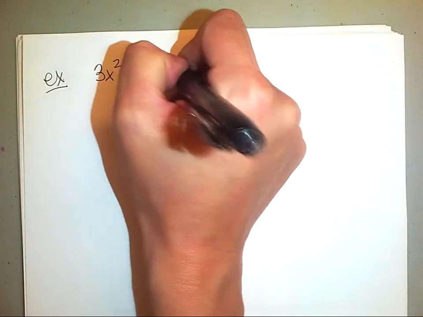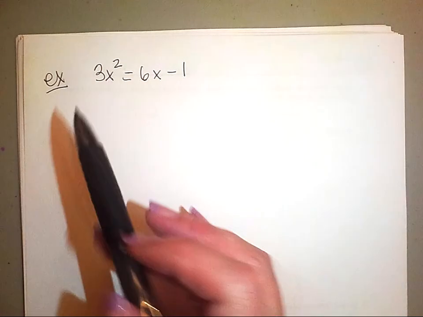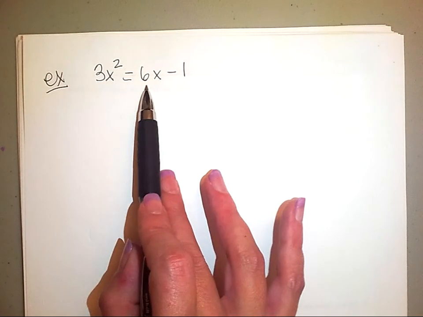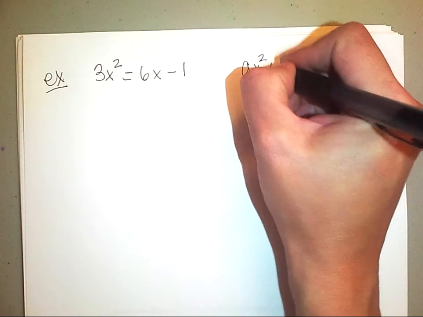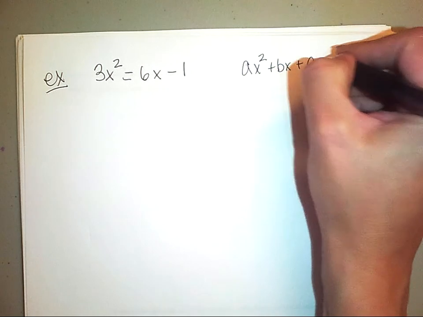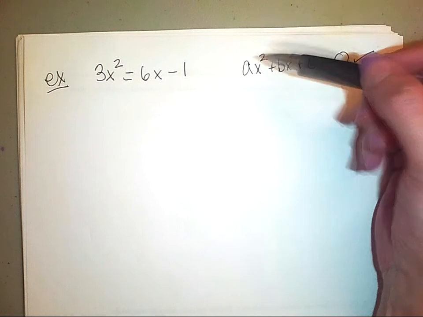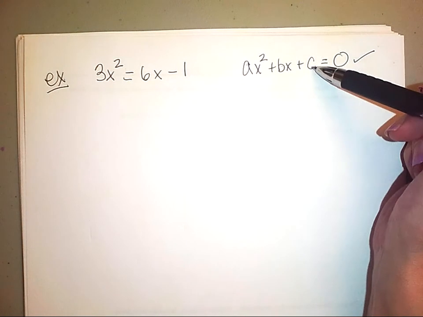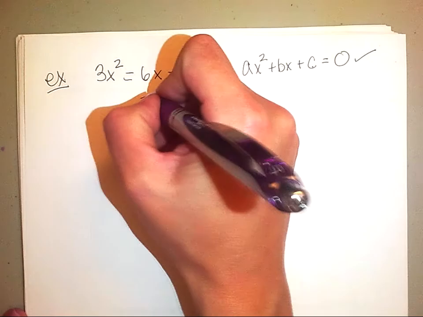So for example, we have 3x squared is equal to 6x minus 1. Now, from here, we might be tempted to say a is 3, b is 6, and c is negative 1. But we need it in the form ax squared plus bx plus c equals 0. It needs to be equal to 0 first, before we determine what a, b, and c are. Alright. Well, we can do that. That's no problem. Let's subtract 6x from both sides.